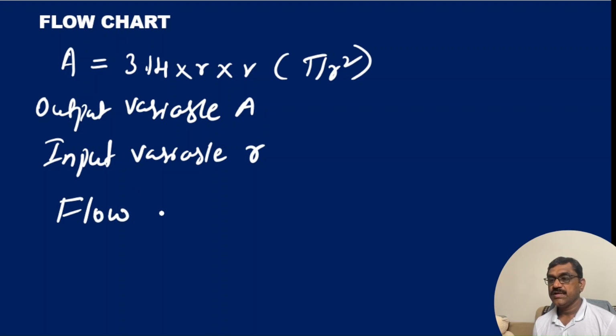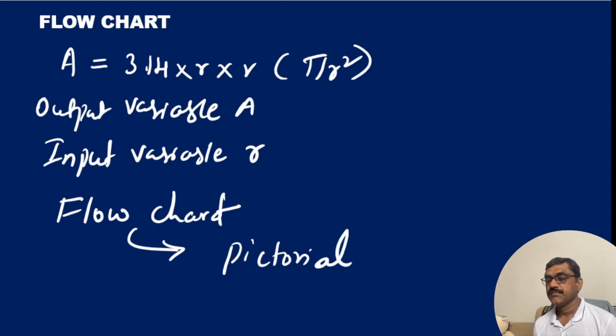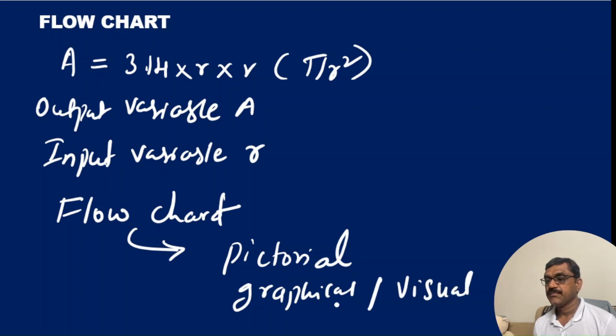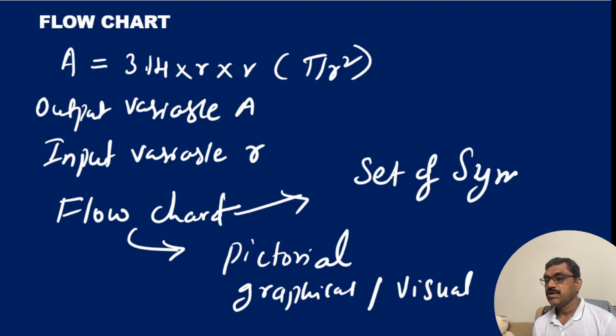Now, let us define what a flowchart is. A flowchart is nothing but the pictorial representation of an algorithm or a problem. What is that? Pictorial representation. Or another definition is graphical representation. Or sometimes we can use visual representation. Three definitions you can use. Now, another important thing is we are using a set of symbols while drawing the flowchart.